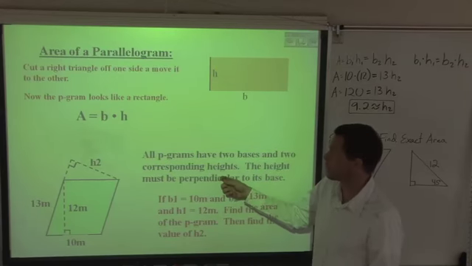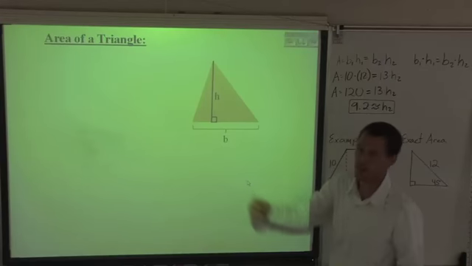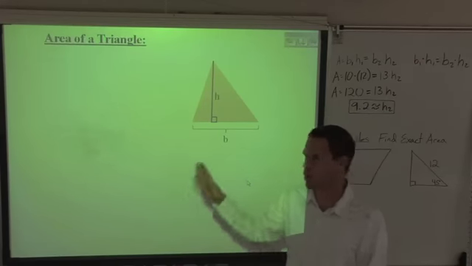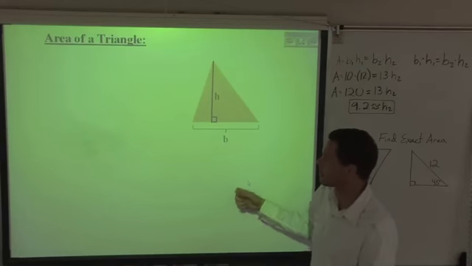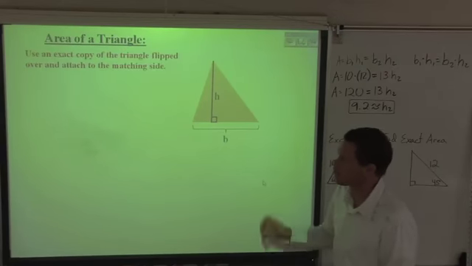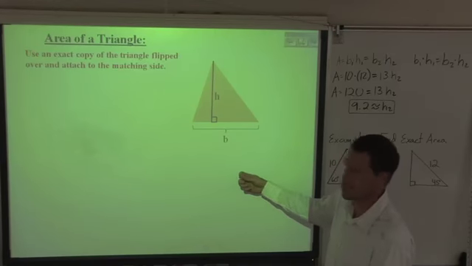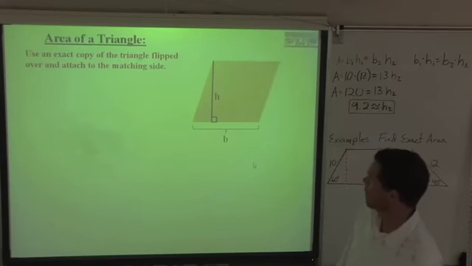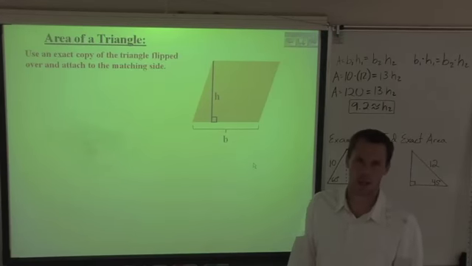All right, let's move forward. Triangles. Now, triangles have 3 bases and 3 heights, but we're going to focus on this base, and here's its altitude creating a height. The key to a triangle is to use an exact copy of the triangle, flip it over, and attach it to the matching side. Looks like that. Boom. Now we've got 2 triangles, and the shape has been turned into a parallelogram.